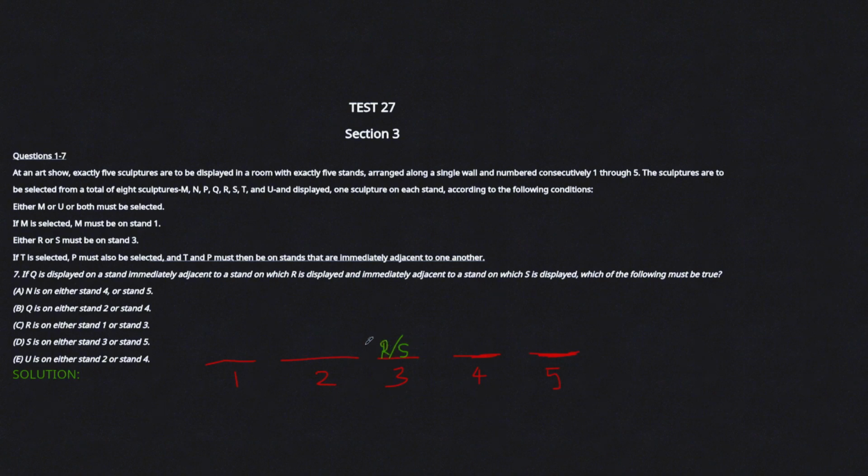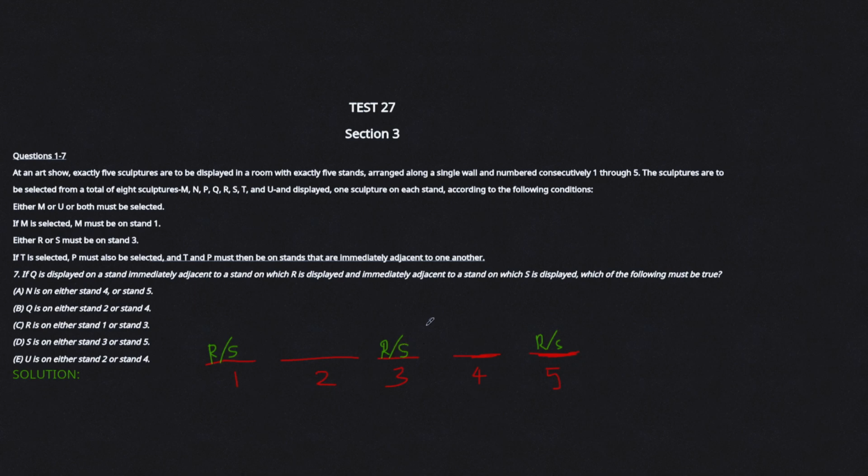And the only way for that to be possible is if we put R and S at number 1 and number 3, or if we put R and S at number 3 and number 5. Now, a lot of you might ask why R and S are not at 2 and 4. That's also a possibility, because then we can put Q at number 3, which is the middle of the two. Wrong. Because from the third condition, we know that R or S must be at number 3. So we need one of these two at number 3 for the condition to be met.